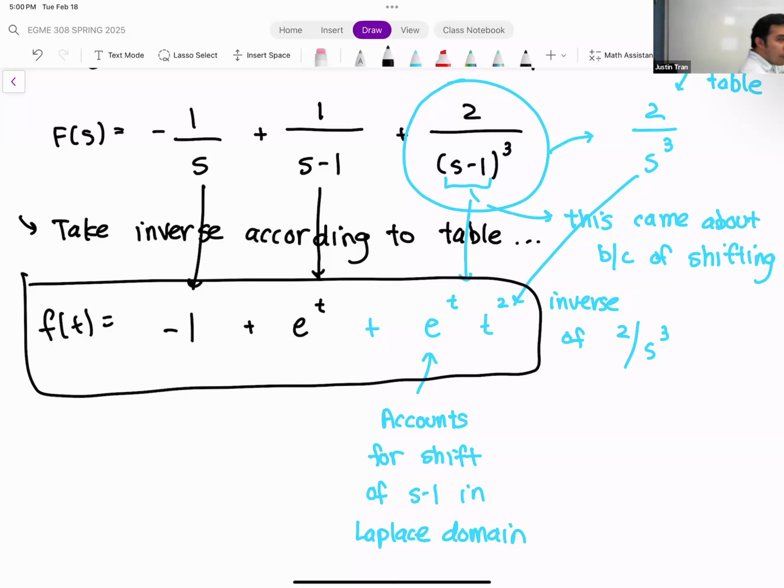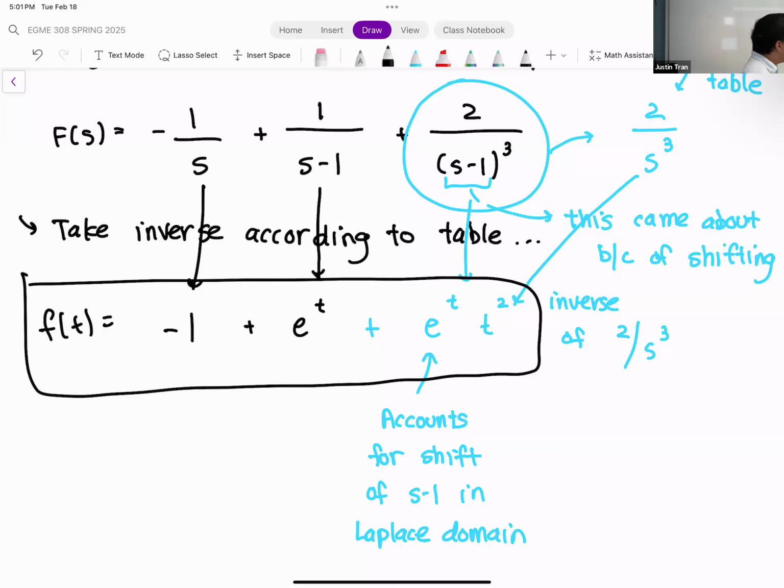All right. Any questions on how we got this result here? Okay. So the thing with inverse Laplaces is that, for me, I've been teaching this for years, and so I've seen this a million times. But finding the patterns and matching things up with the table takes practice.